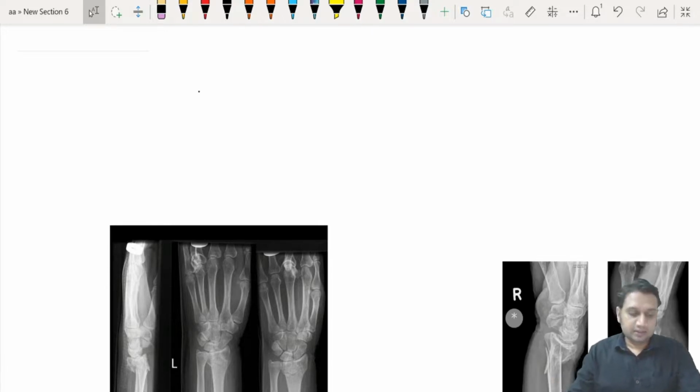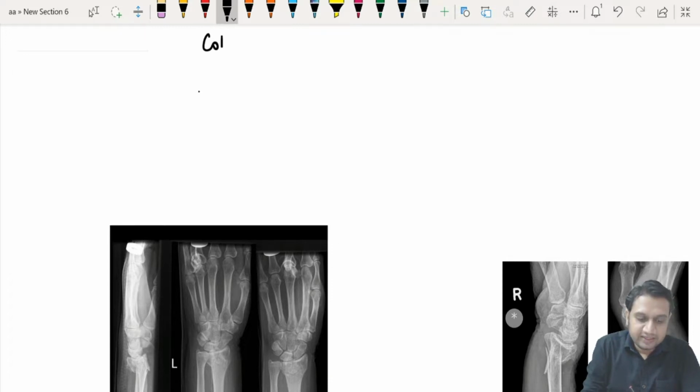Hi guys, this video I'm making to tell you the steps of reduction of a Colles fracture. I'll just tell you in brief about the Colles. We'll just talk in brief what exactly Colles is. So Colles fracture, what is that Colles fracture?